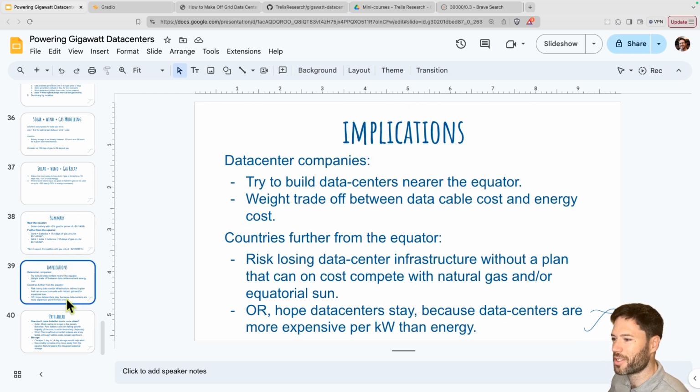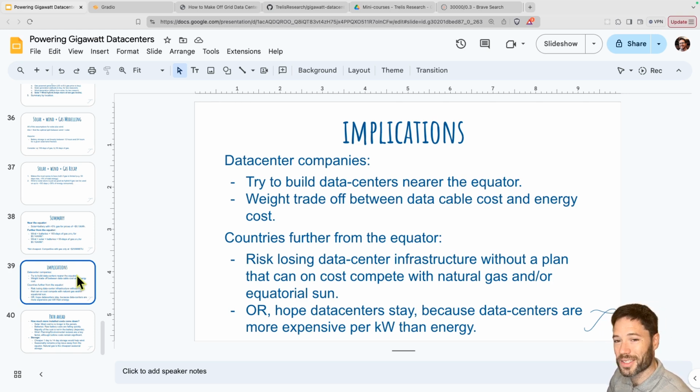In terms of implications, if you're building a data center, well, you might try and build more towards the equator. But of course, there's a trade-off between then building cables and having low latency in the information that's traveling from the data center to the people that you need to serve. If you're a country further from the equator, maybe you're at risk of losing data center infrastructure without a plan that can compete on cost with natural gas and/or equatorial sun or near equatorial sun.